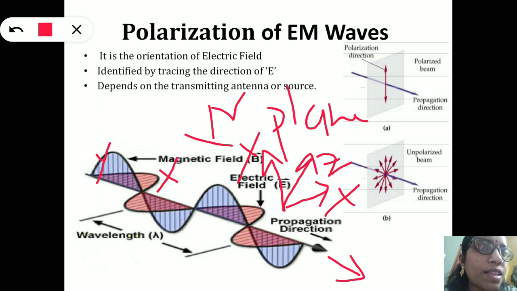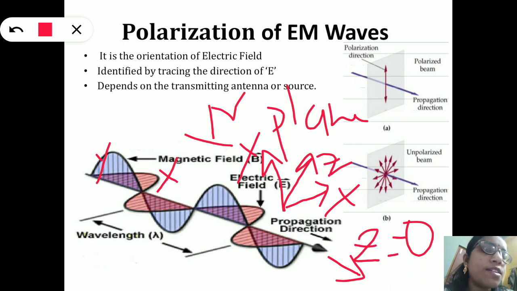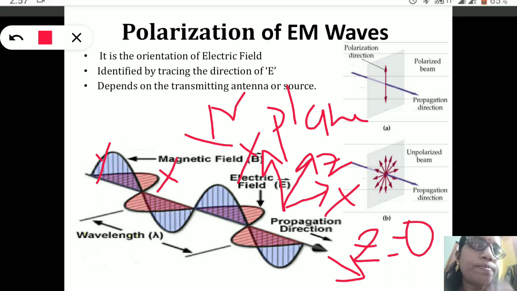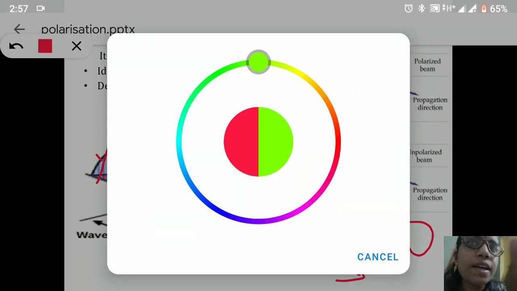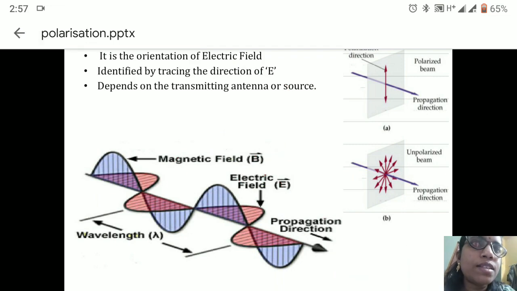For this type of situation, we need to trace the direction of E at the z equals 0 plane. Why? Because on the xy plane the coordinate value of z is 0. For example, I will take my reference axis.